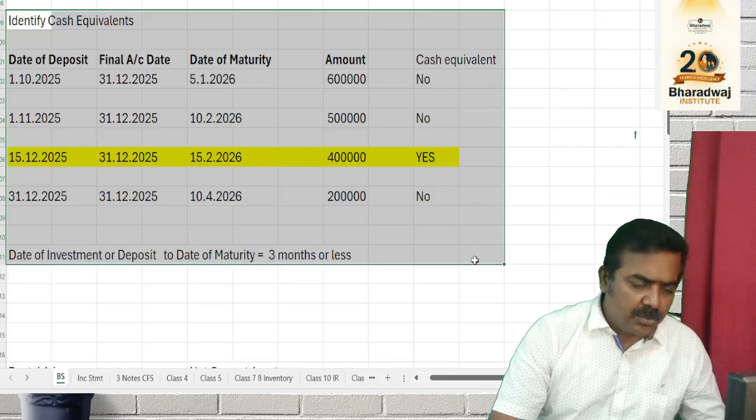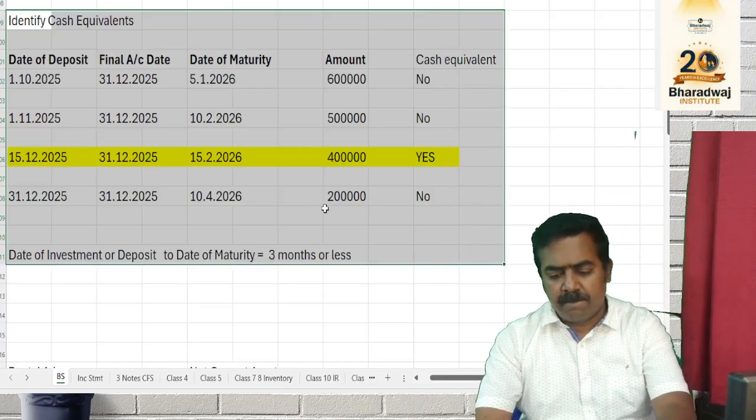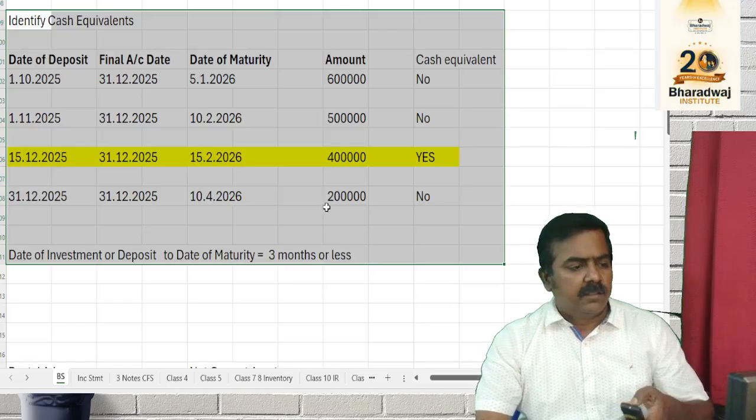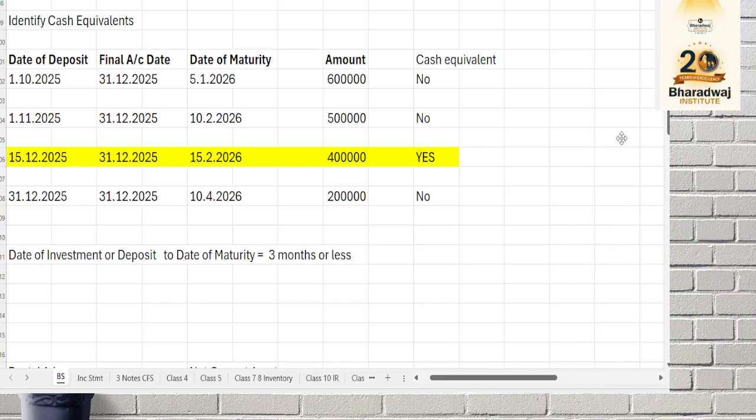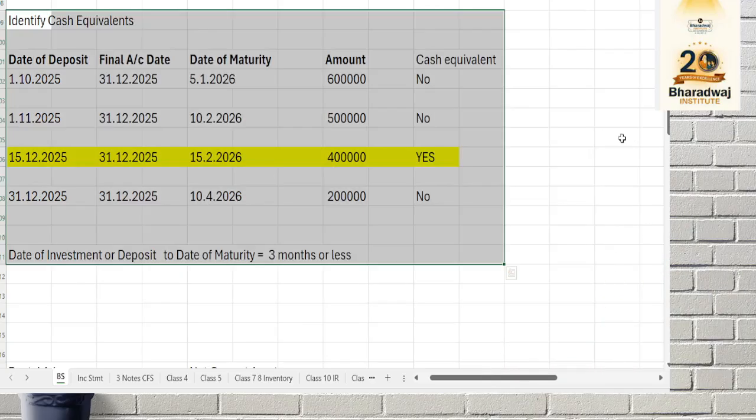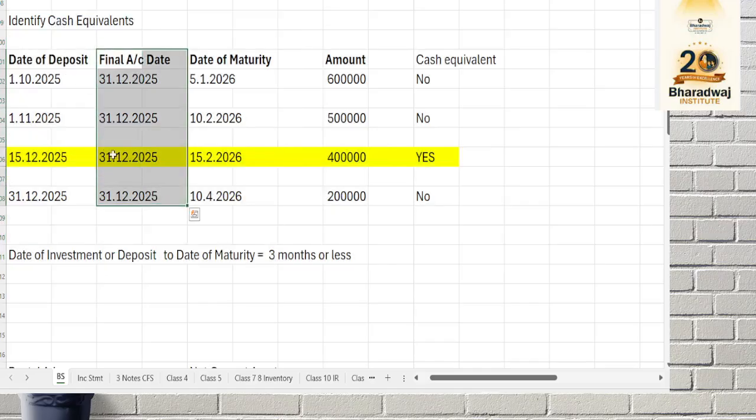Please take up this also. Please take up the example of cash equivalent. This can be tested in multiple choice questions. Don't see from the final accounts date. See from the date of deposit to which one? Date of maturity.